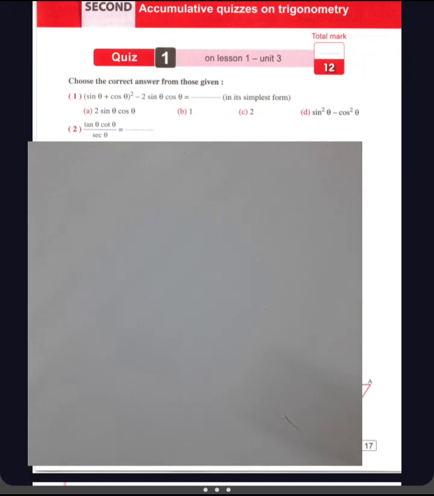Quiz on Trigonometry from the Cognitive Assessment book. Quiz number 1.